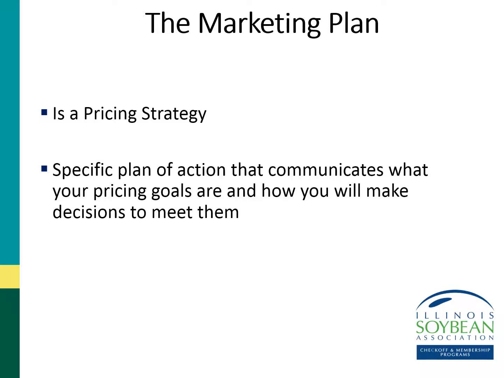And since this lesson is titled Managing Price Risk with a Marketing Plan, it's important to begin that lesson with defining just exactly what that is. So it's a pricing strategy, which is really trying to make marketing as systematic as possible, trying to account for as many decisions ahead of time as possible. It's a specific plan of action that communicates what your pricing goals are and how you're going to make decisions to meet them. Now, each of those words was chosen pretty specifically. A specific plan of action communicates what your pricing goals are and how. The how is really important. How you're going to make decisions to meet those goals.